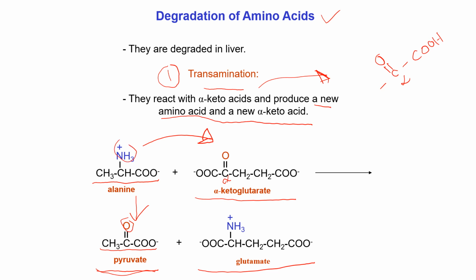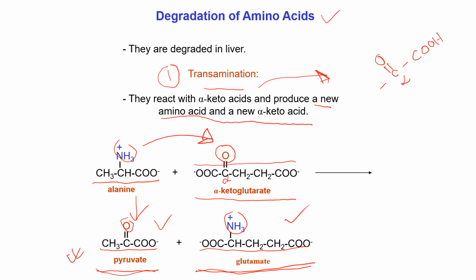That's why the newly produced alpha keto acid corresponds to the reacting amino acid, and the newly formed amino acid corresponds to the reacting alpha keto acid, because you can see the carbon skeleton in both compounds is the same, only the functional group differs. So after completing the transamination reaction, every amino acid, after reacting with an alpha keto acid, produces a new alpha keto acid and a new amino acid.